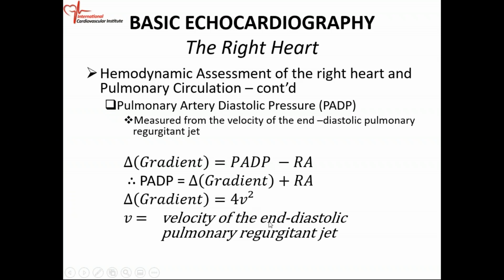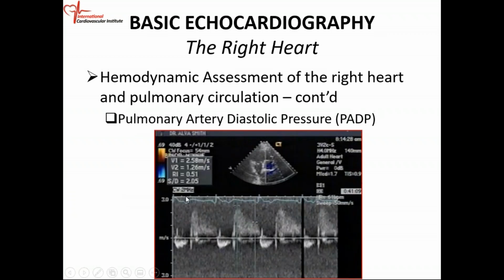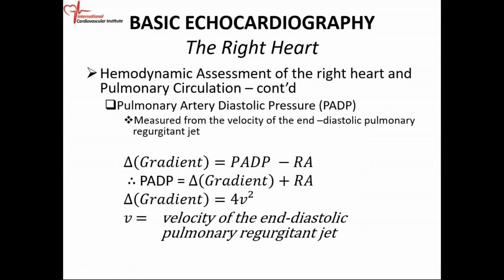Okay, so it's the velocity at the end of the diastolic pulmonary regurgitant jet. If you remember, when you have PI, you get something looking like this, and you have your early velocity and your end diastolic velocity. This is the velocity you're going to use, your end diastolic velocity. You square it, multiply by 4, and that's the gradient. But remember that the gradient is equal to this. So if you rearrange your equation, you can get your pulmonary artery end diastolic pressure.